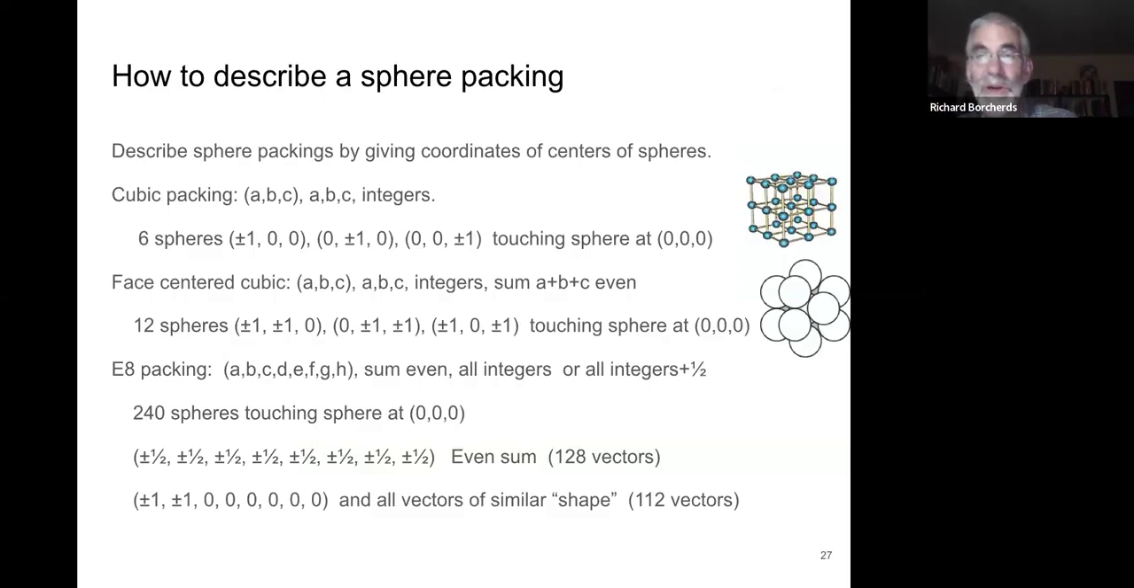So I'll try and explain how to describe these sphere packings. What you can do is you can just give the coordinates of the centers of the spheres.